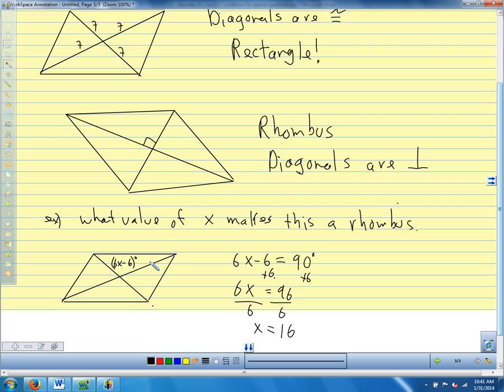Okay, so we just added some tools to our toolbox to figure out things about shapes. All right, let me write up the homework here on the board, and then we'll go over yesterday's homework.